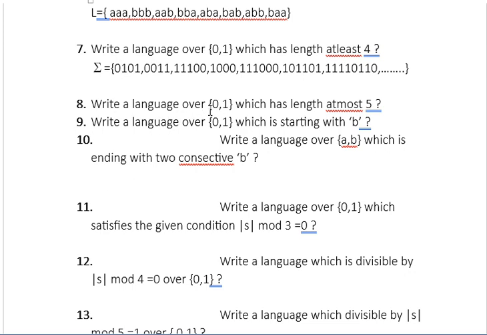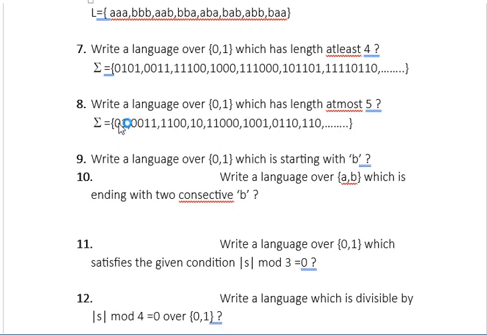Similarly, write a language over 0, 1 which has length at most 5. What is at most? At least and at most are quite opposite. At least 4 means 4 or more than 4. At most 5 means 5 or less than 5. It can be 5 or less than 5, but not more than 5. Okay, now let's see how the solution will look like. This is the solution.